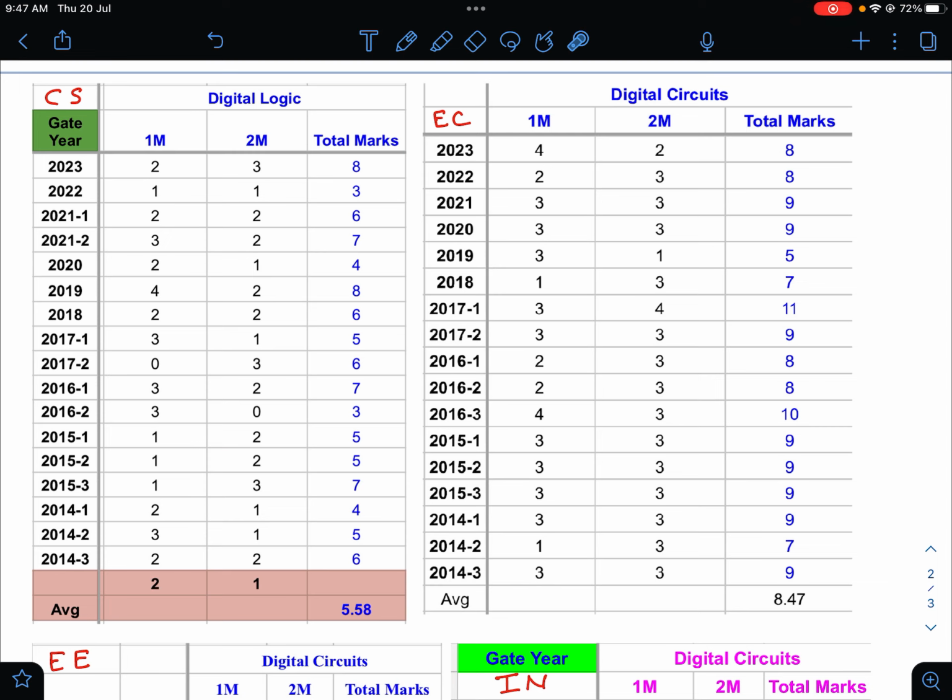So what are the questions they are asking? Okay, I'll discuss that now. So let us first complete this analysis for all the streams. Electronics, if you observe, students, on an average 8.47 marks we are getting. So around 8 to 10 marks of questions we are getting every year in the electronics branch.